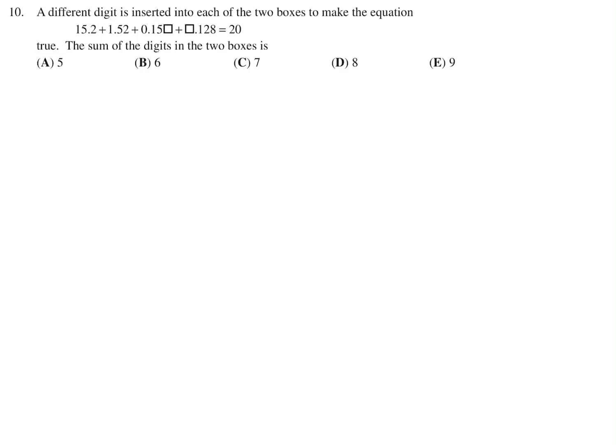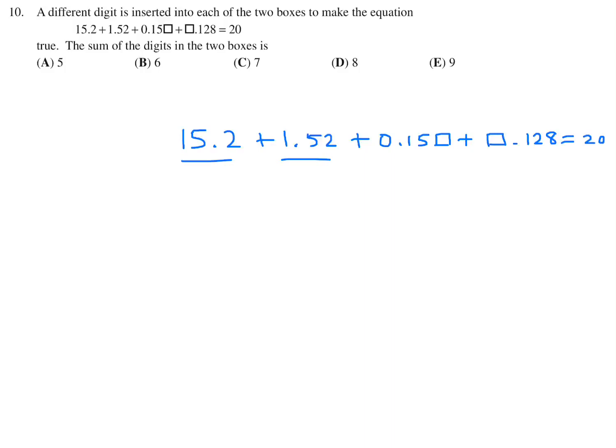A different digit is inserted into each of the two boxes to make the equation true. The sum of the digits in the two boxes is. All right, let's figure this out. So 0.15 box plus 0.128 equals 20. So the first thing, let's just put all the numbers on one side, and that will be much easier for us to handle. So 20 minus 15.2 minus 1.52. That side becomes 3.28. All right.